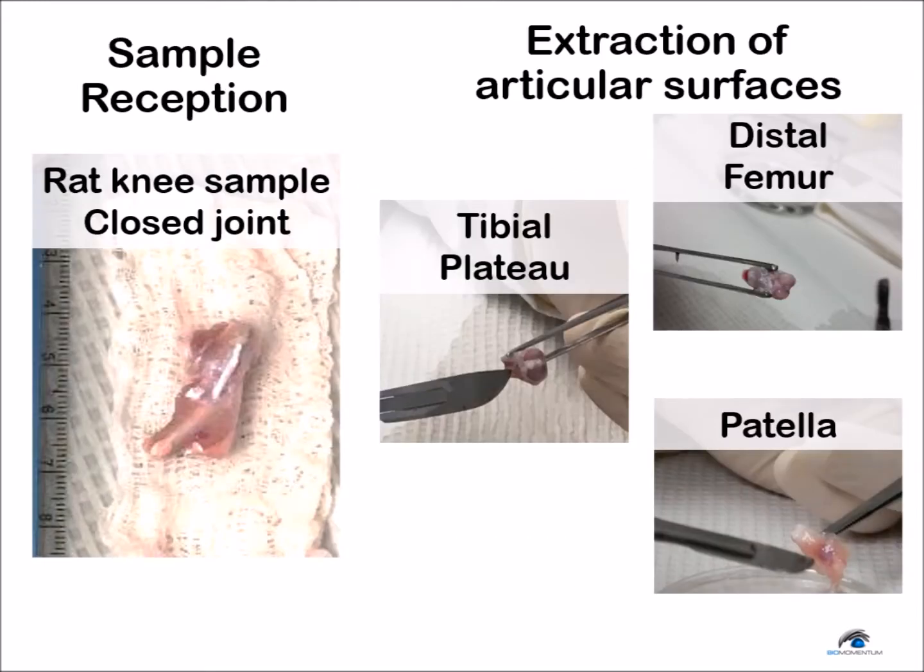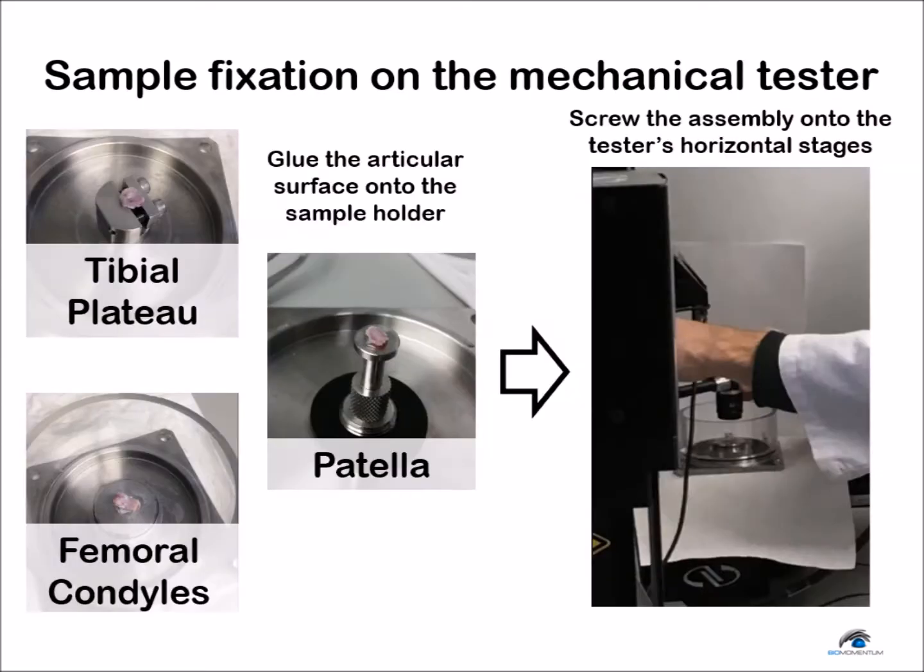Two closed knee joints from the same rat were shipped overnight to our facility. Upon arrival, we carefully extracted the tibial plateau, distal femur, and patella from each joint by ensuring that all ligaments and excess tissue were removed. Each articular surface was then glued onto a sample holder. The sample holder was then screwed into a testing chamber, and the assembly was fixed onto the tester's horizontal stage.